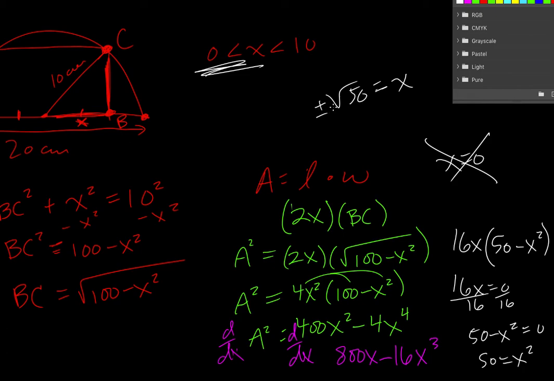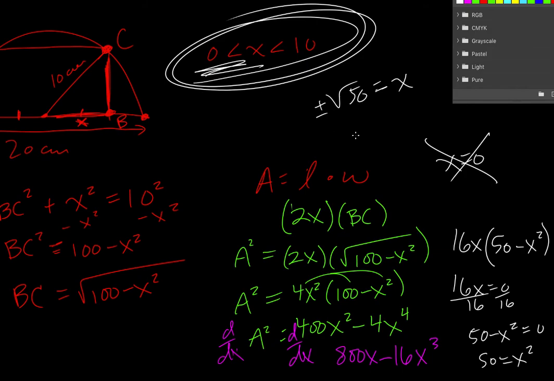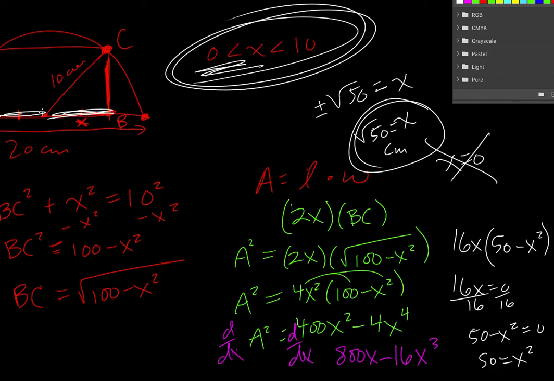And that's plus or minus, but obviously the minus doesn't make sense, and so we can throw that out because it's not within this, and so our answer is square root of 50 for x, and that's measured in centimeters. And so what that means is the rectangle can be 2 times square root of 50 centimeters long, because that's square root of 50, that's square root of 50. So the length is 2 square root of 50.